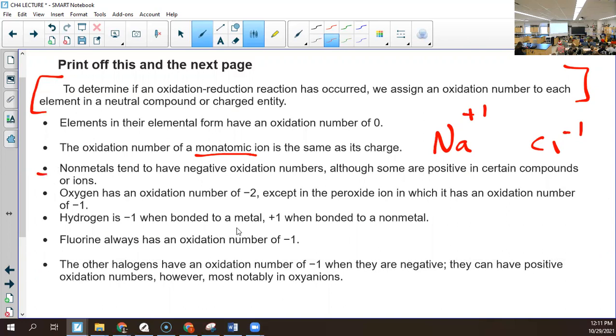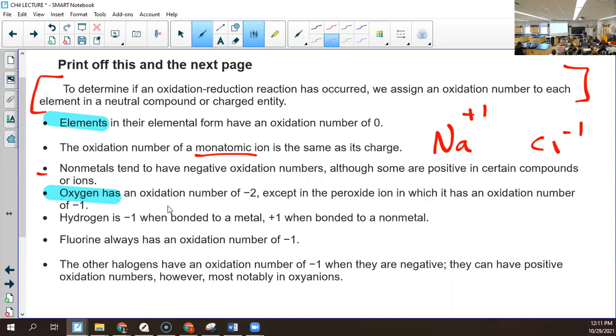Nonmetals tend to have negative oxidation numbers, although some are positive in certain compounds or ions. We will have some very positive nonmetals today, but that's because they're going to be with something else that is bigger and badder than they are. Moving on. Oxygen. This rule right here and this rule right here, they get us like 80% of the way through every problem. So make sure you know these.